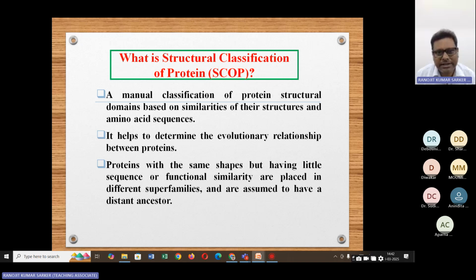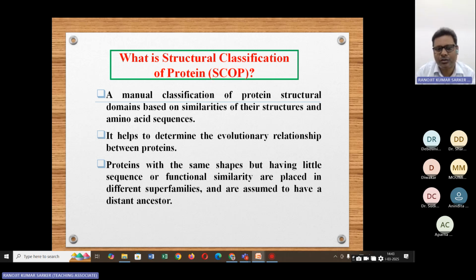This SCOP classification is basically focusing on the evolutionary relationship between proteins. That is the key important feature of this database: how the protein has emerged or diversified from one species to another. That is the key criterion of SCOP classification. Proteins with the same shape, but with very poor sequence or functional similarity, are grouped under different superfamilies.